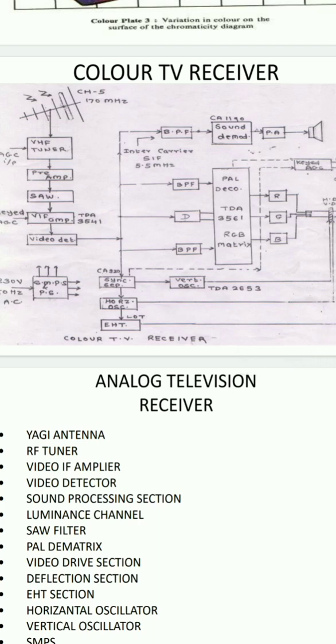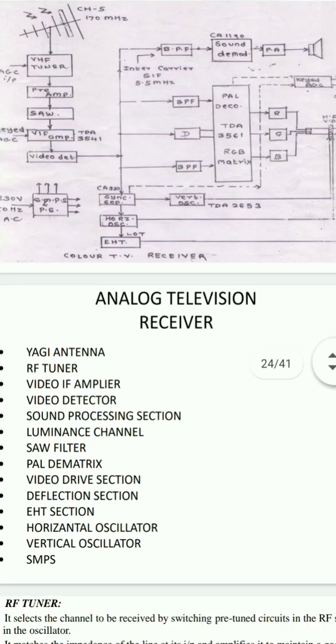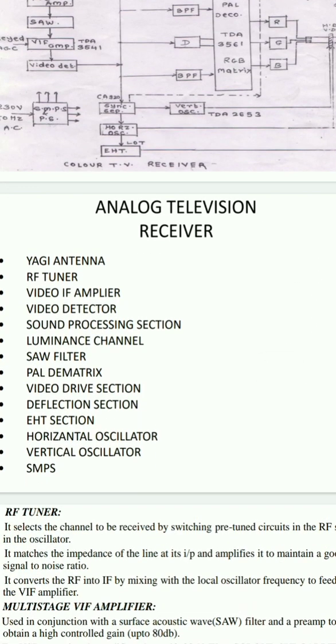An analog television receiver will need an RF tuner. It will require a video IF amplifier, video detector, sound processing section, SAW filter, PAL D-matrix, video drive sections, deflection sections, RF tuner, Yagi antenna, horizontal oscillator, vertical oscillator and the SMPS. So we will see all these things.